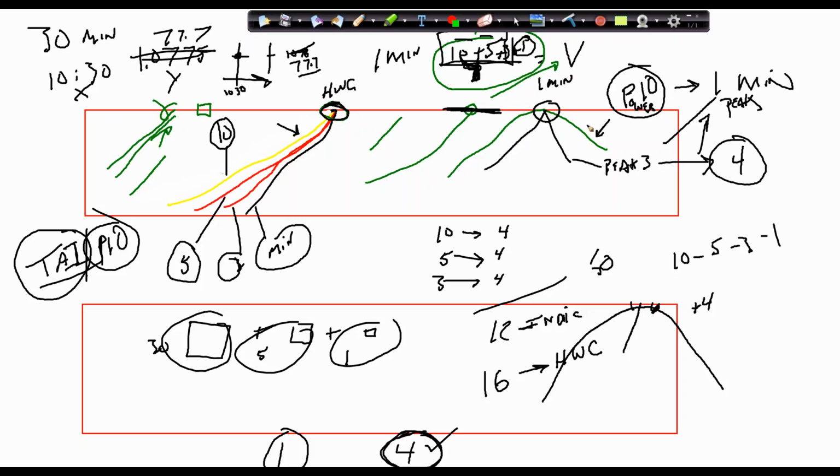So this is what we have on our 1-minute chart. We have Power 10, which is 12 indicators. And then we have Peak 3, which is 4 indicators. 16 indicators identifying that spot. So 16 analysts saying that's it.